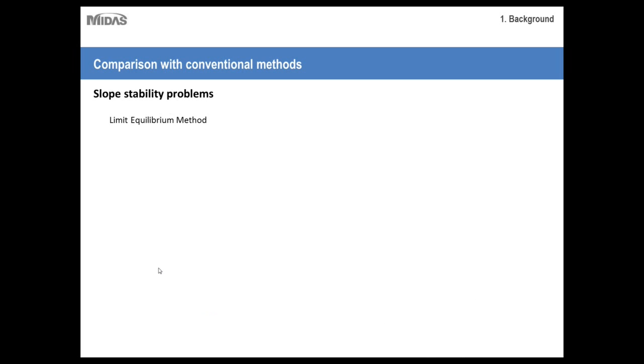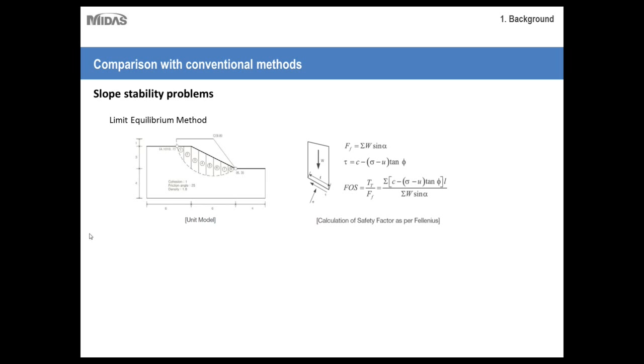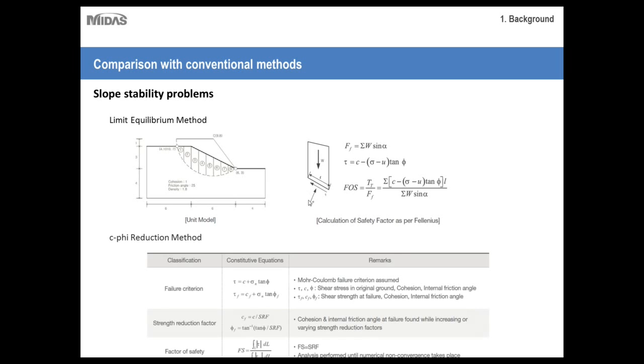Okay, so slope stability problems. I'm sure you're all familiar with the limit equilibrium method. Essentially what happens is a slope is divided into several slices, and then just using the laws of physics, we're able to determine the free body diagram. And once we get the forces acting on each individual slice, using integration and various equations that have been tested, we can determine the strength reduction factor as well as the factor of safety.